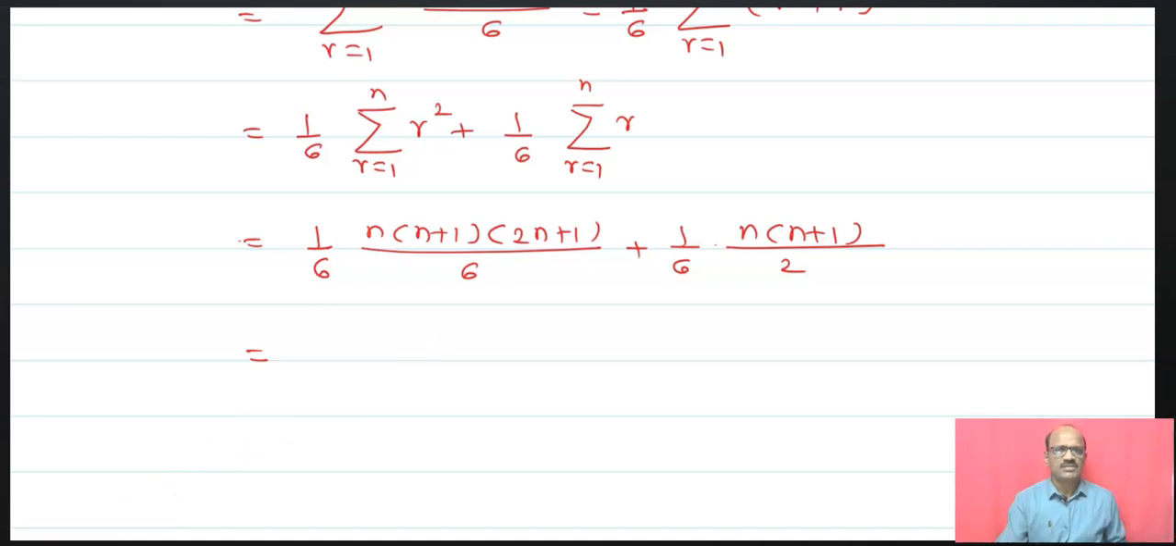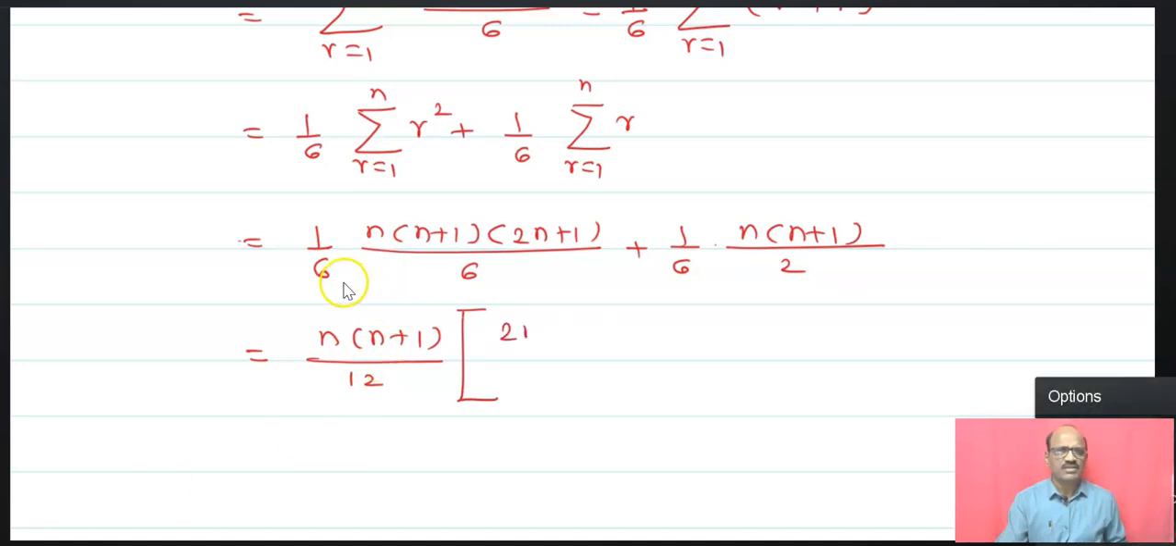And next is N into N plus 1 upon 12. Now what's happening here? That is 6 into 6, that will become 36, and 6 into 2, that will become 12. Now from here we have N into N plus 1 upon 12, we can take as common, then in the bracket you will get 2N plus 1 upon 3. Now see this, how this comes: 6 into 6 is 36, and if we take the total common, then 2N plus 1 is divided by 3 here.